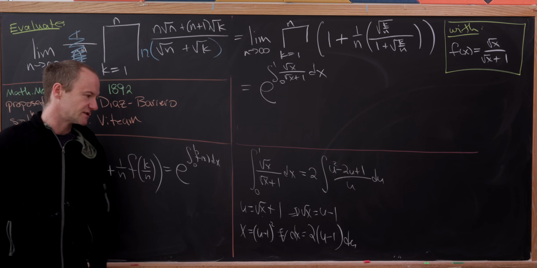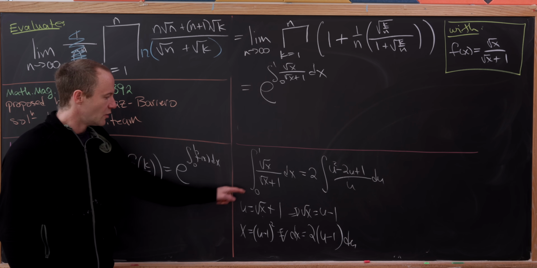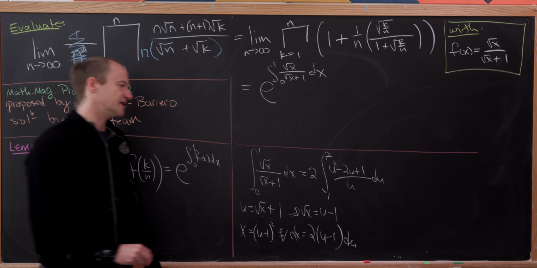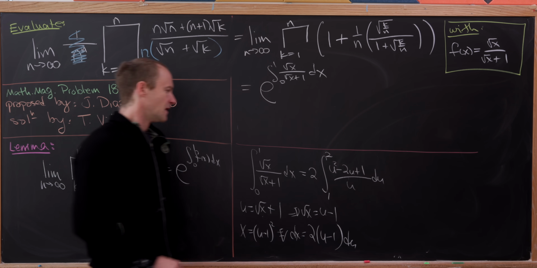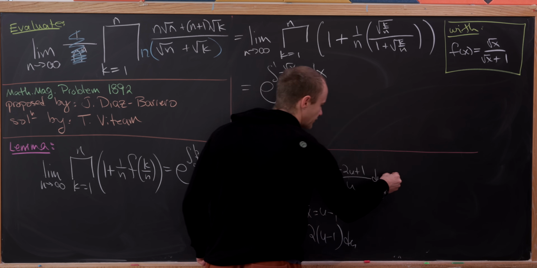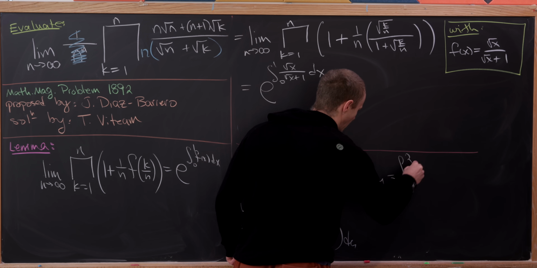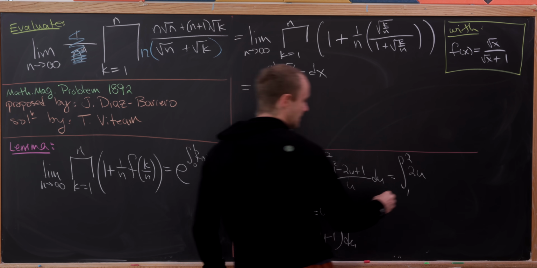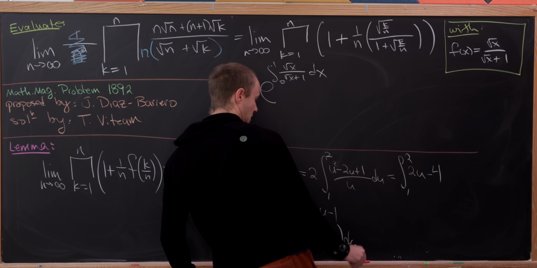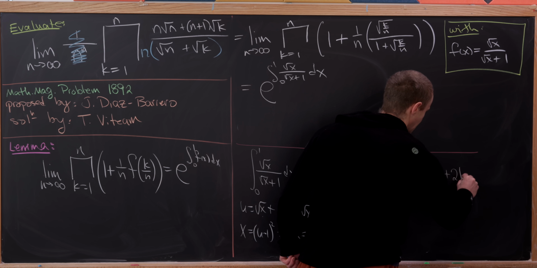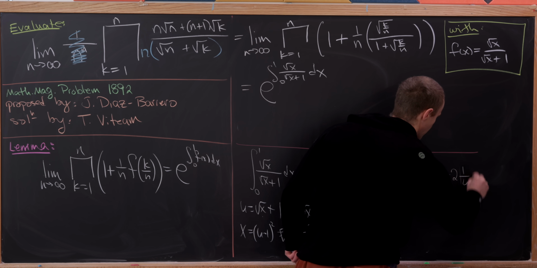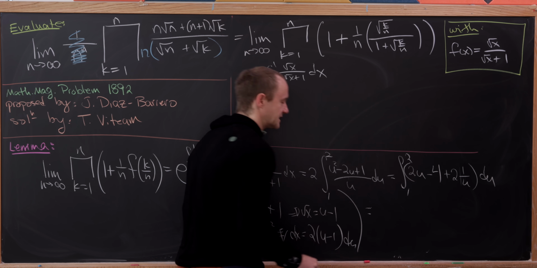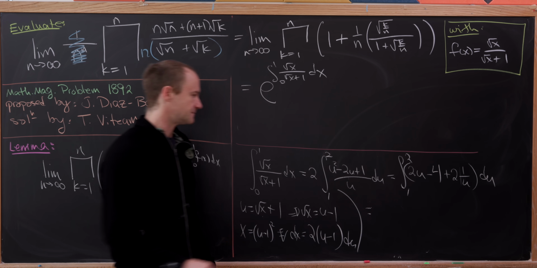And then what about our bounds of integration? Well, when x is 0, u is 1, and when x is 1, u is 2. So there we have it. But now let's maybe distribute this 2 through. We'll have the integral from 1 to 2 of 2u minus 4 plus 2 times 1 over u du. So now we can take the antiderivative and plug some values in.